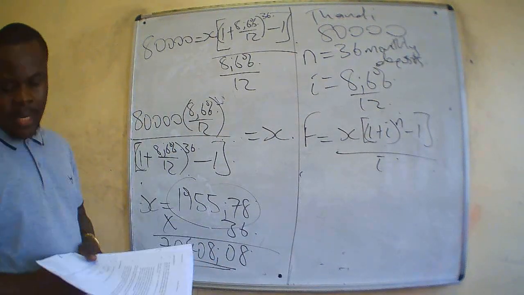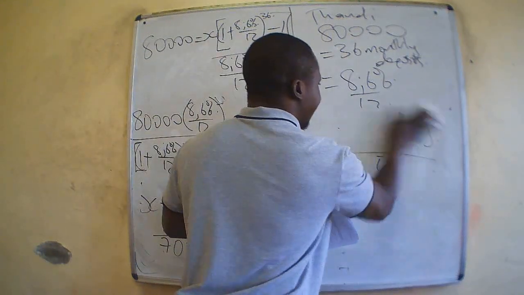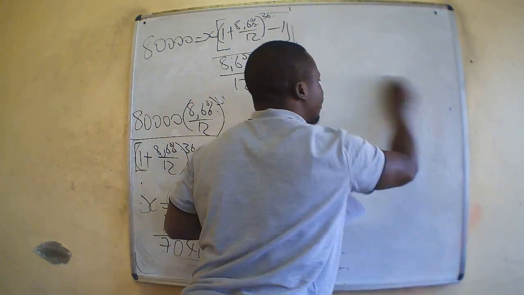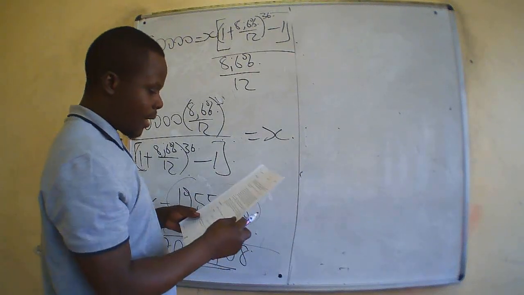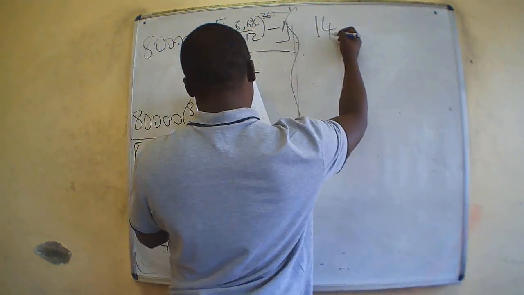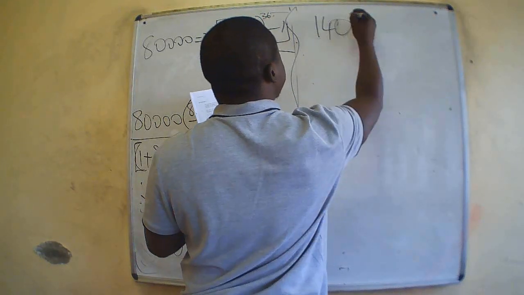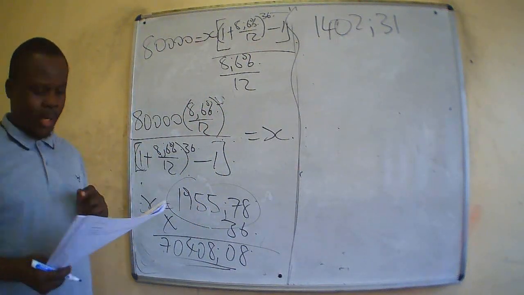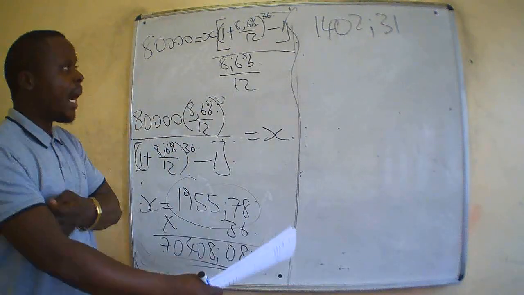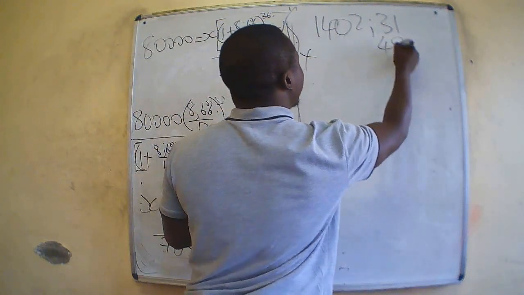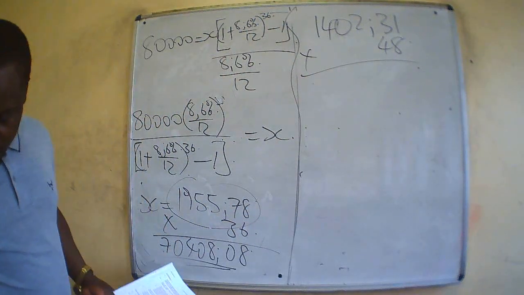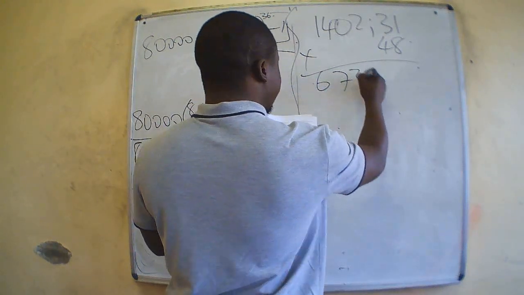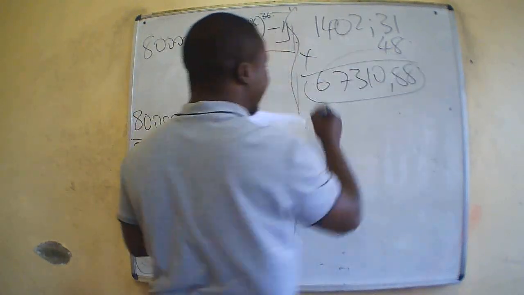Now let us see how much Eric is depositing every month. We are told that Eric is depositing 1,402.31 every month. But for the period he is depositing this amount, how many months for Eric? They say he's doing this for 48 months. Let us multiply 1,402.31 for Eric. It gives us 67,310.88. This is how much Eric has deposited.